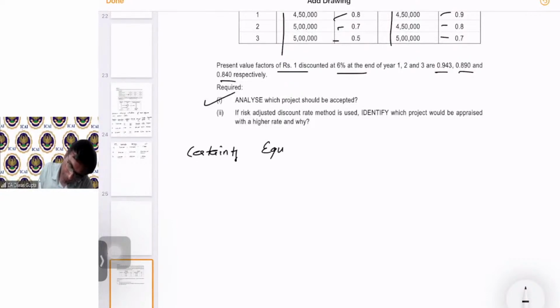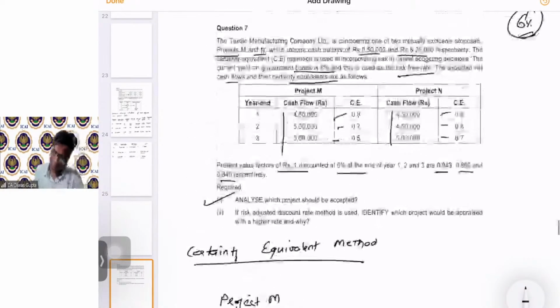Certainty equivalent method. Correct? What we are supposed to do here for project M, simply, what is the amount? 4,50,000 into certainty amount of 0.80 multiplied by present value factor of 0.943. Similarly, second is 5 lakh multiplied by certainty equivalent of 0.70 multiplied by 0.890.